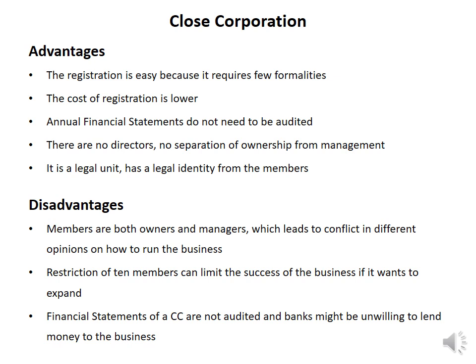Disadvantages of a closed corporation is that members are both owners and managers, so sometimes there is conflict in different opinions on how to run the business. And there is a restriction of 10 members, and it limits the success of the business if the members want to expand. Financial statements of a closed corporation are not audited, and banks might be unwilling to lend money to the business because they don't know whether the business is doing well or not.